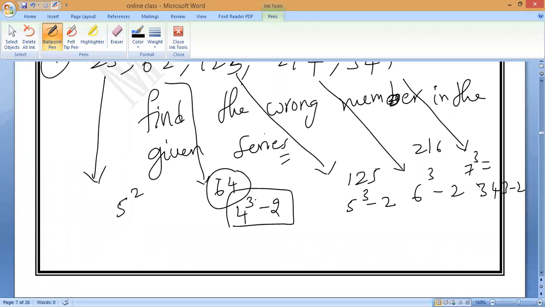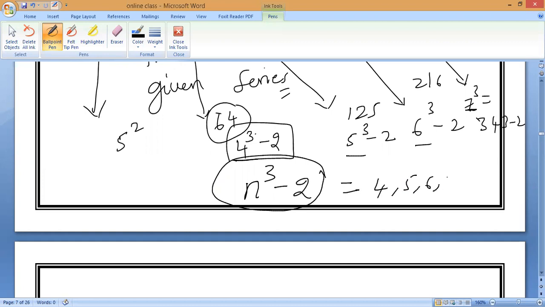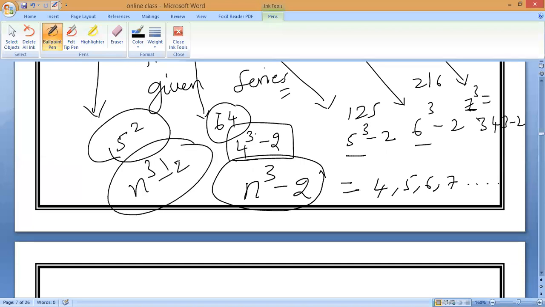So every number in the pattern follows the natural numbers. If you observe 4, 5, 6, 7, can I take n cube minus 2 as the pattern? Yes or no? Yes. The pattern being followed has n equal to 4, 5, 6, 7. But 25, sir: 25 is not possible to write in the form of n cube minus 2. Is it yes or no? Sir, 3 cube minus 2. What? 3 cube is 27, minus 2. Oh, correct.